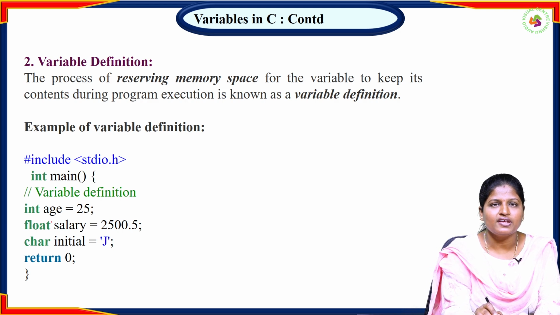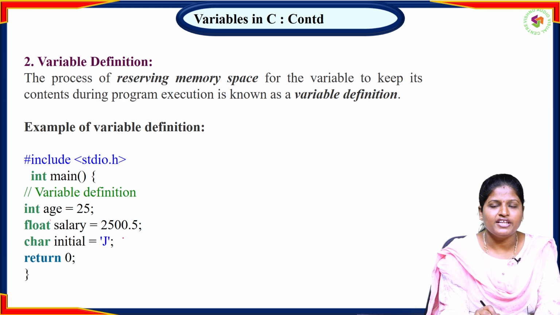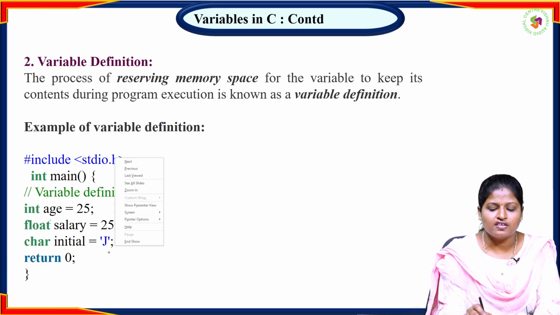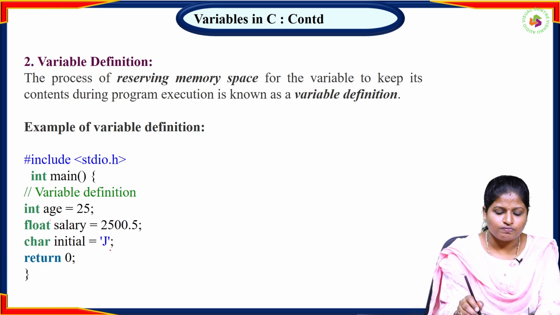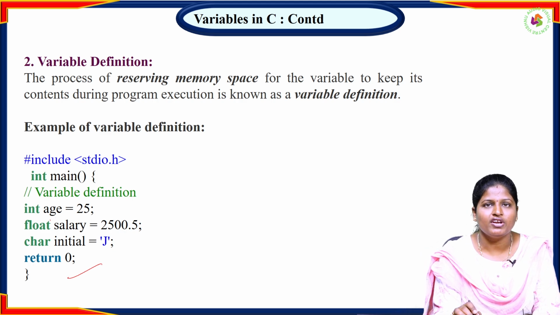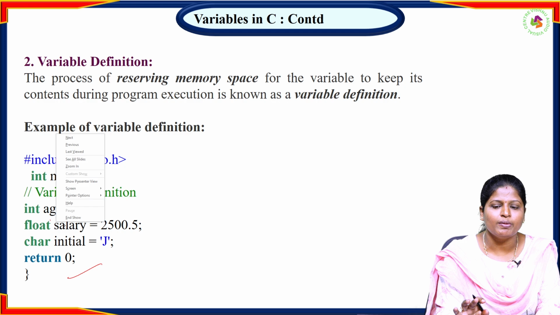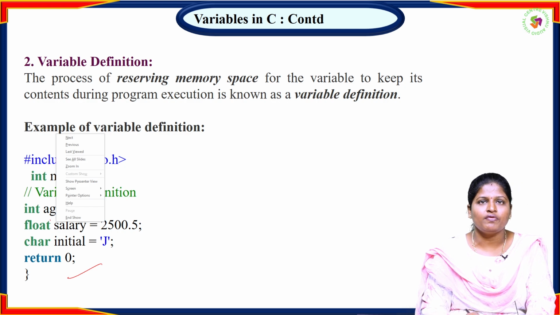The example is, see here in the program, int age equal to 25, salary equal to 2500.5 and initial starting with the character J, and returning 0. This is about the variable definition part. That means giving the value to a variable with some memory location. This is about the variable definition.